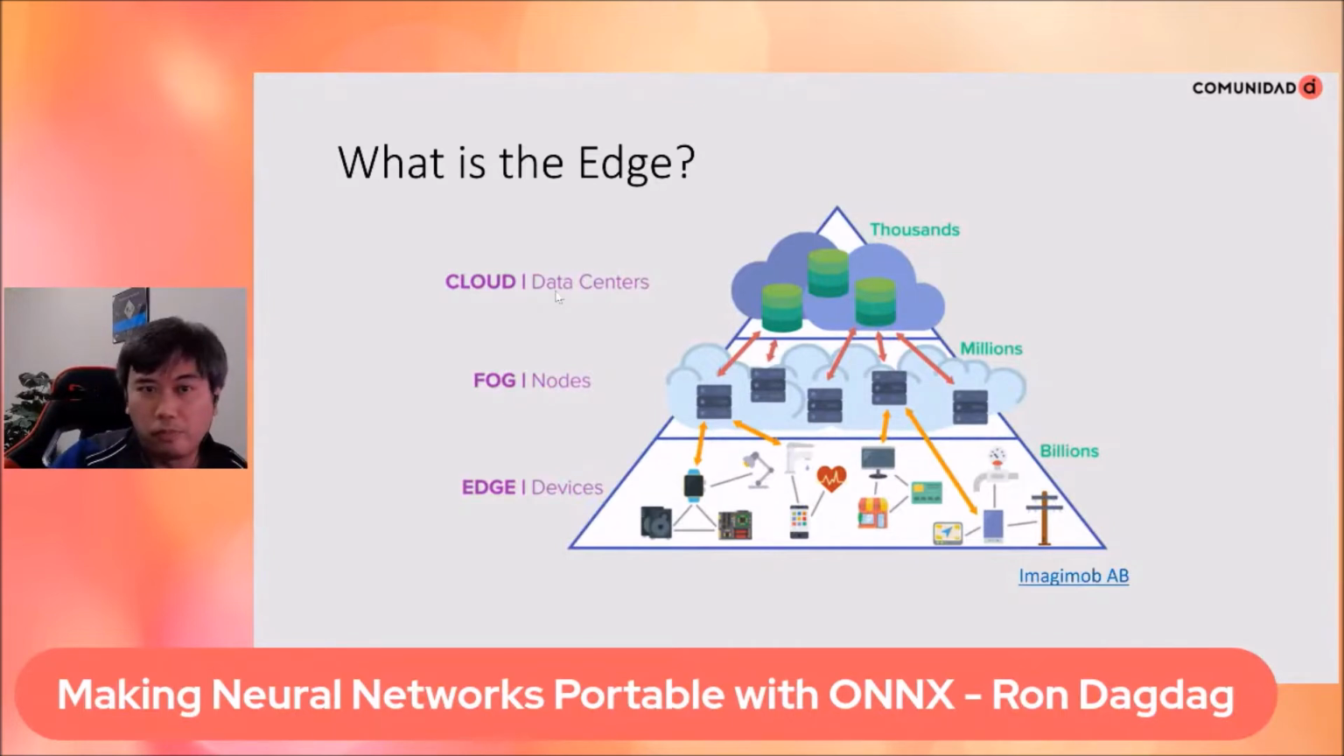So whenever we're deploying to the edge, now with the cloud, we're talking about thousands of devices. At fog, most likely millions of devices. Edge, billions of devices. So that just gives you the scale of how you would have to manage your models if you were deploying them to different areas.